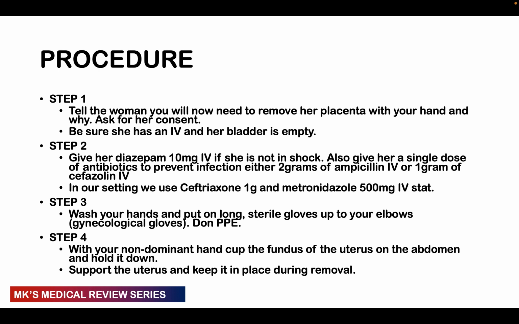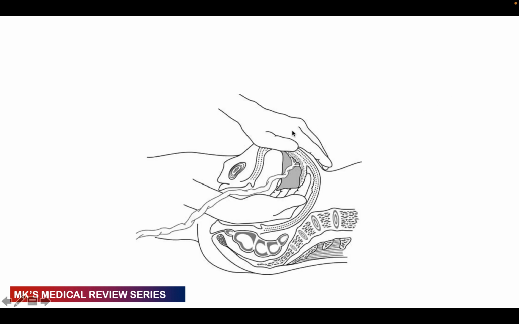Then you should wash your hands, put on your long sterile gloves that cover up to the elbow. You should wear your personal protective equipment. Then with your non-dominant hand, you're going to make a cup, and you're going to cup the fundus of the uterus. So with your left hand, you place your hand over the uterus and cup the fundus of the uterus on the abdomen. This is meant to support the uterus and to keep it in place while you're removing the placenta. So here's a picture. This is the non-dominant hand here, making a cup and cupping the fundus of the uterus.